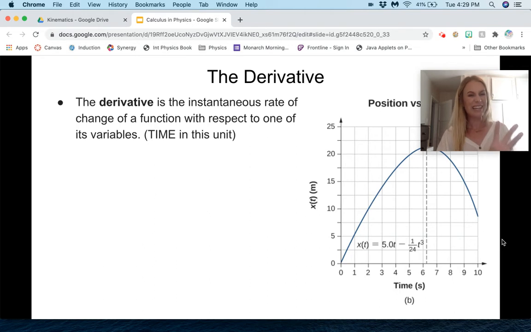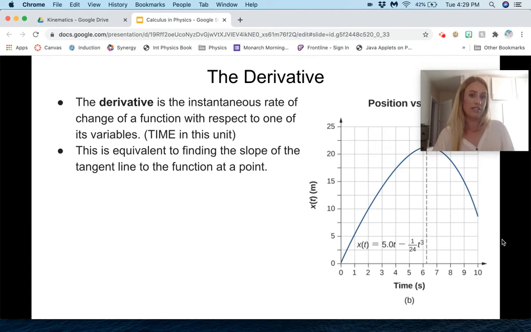Okay. Now, this is a kind of confusing definition maybe at first. It's a lot of information in one little sentence. The instantaneous rate of change of a function with respect to one of its variables. So what the derivative is, is how that slope is changing. We're going to get a function of how the slope changes with time. We already have how position changes with time, but when we take the derivative, we are going to get how the velocity or the slope is also changing with time.